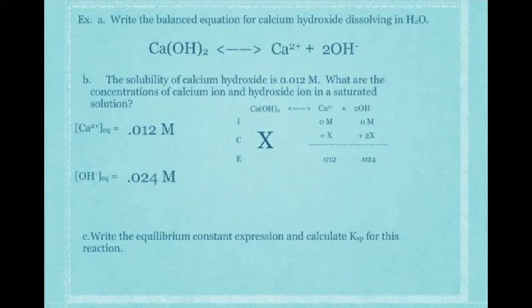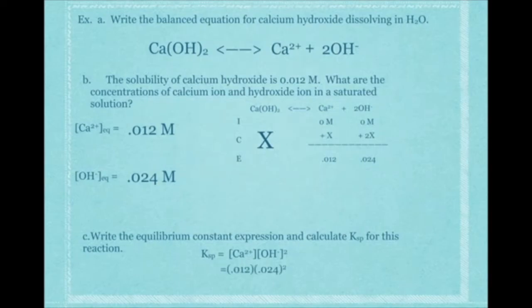Really not that bad. The last thing I need to do is to write the equilibrium constant expression and calculate my KSP. Well, again, KSP equals simply my products, so calcium ions times hydroxide ions squared, over my reactants, but again, remember, because it's a solid, I ignore it. So all I have to do now is plug in the values I got for the equilibrium concentrations of calcium and hydroxide ions, and I'll get my equilibrium constant, just like what we were doing before in the previous lessons.